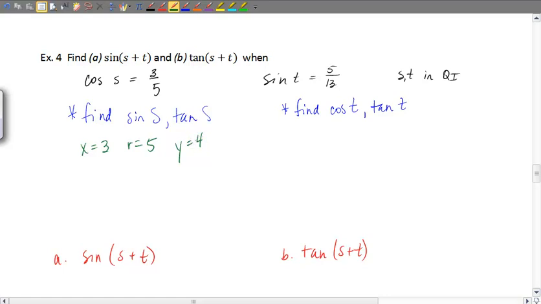Now, having said that, I'm supposed to be finding the sine and tangent. Well, sine is y over r, so that would be 4/5. Let me write this. The sine of S is 4/5, and the tangent of S is going to be y over x, which is 4/3. Let's go do that again over here.